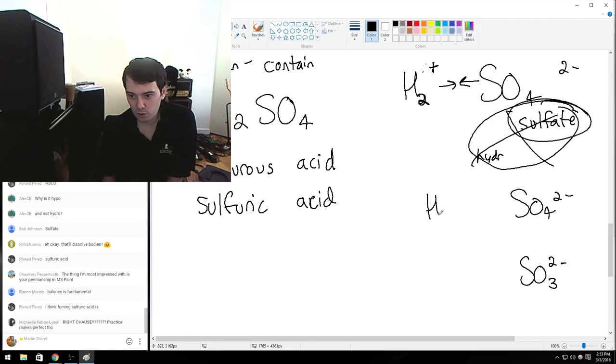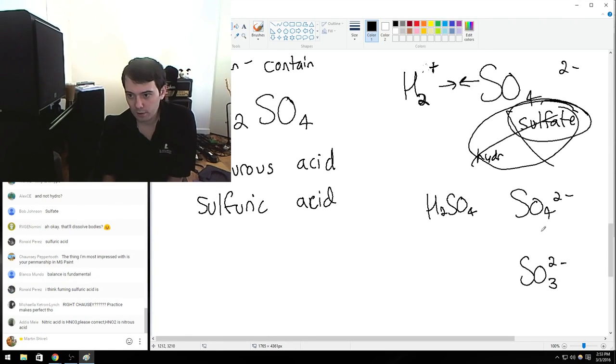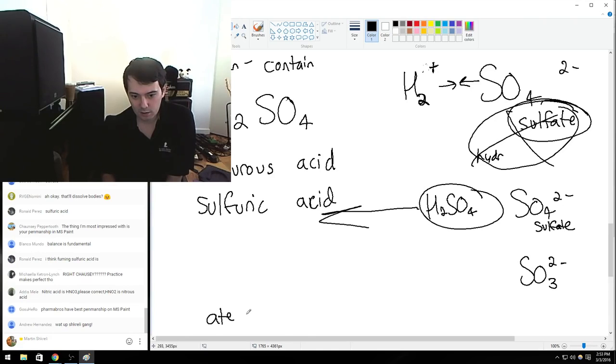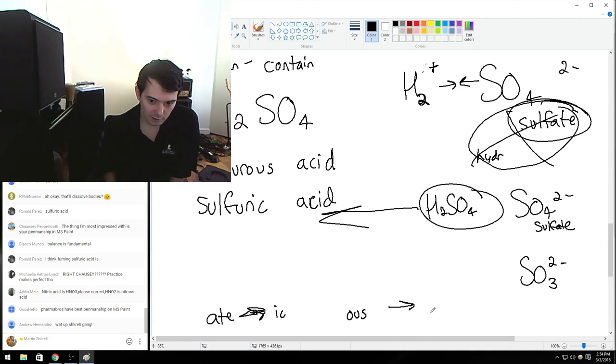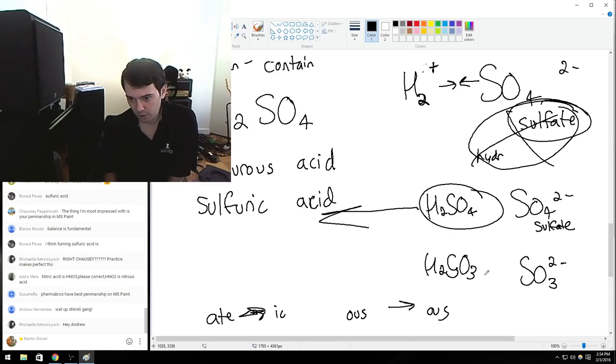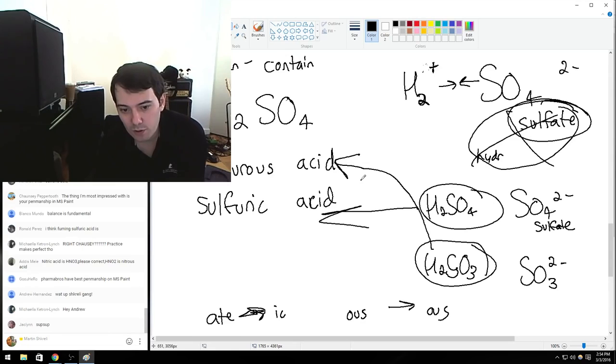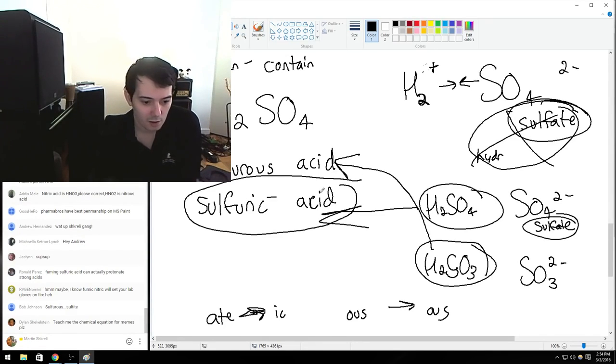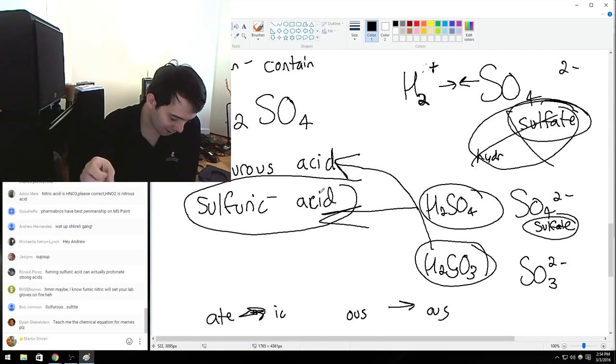So H2SO4, sulfate, is sulfuric acid. -ate becomes -ic. And -ite becomes -ous. So H2SO3 is sulfurous acid. Sulfurous acid. H2SO4 is sulfuric acid. Sulfate, sulfuric. So, it's a lot of fun.